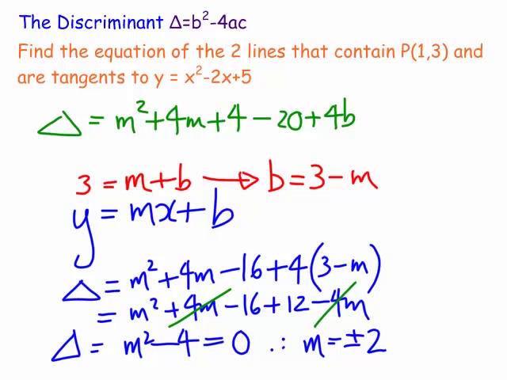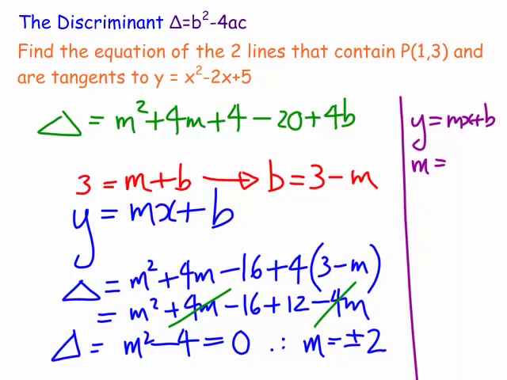So we are nearly there. We need the two lines now, so what we do is we back substitute these values. Let's go over to the side here. If we know that y is equal to mx plus b, and we know that m is equal to 2, we know that b is equal to 3 minus 2, which as you can see here is just 1. So therefore, one of the lines would be y is equal to 2x plus 1.